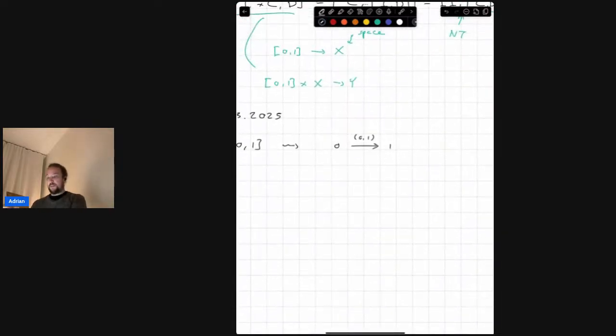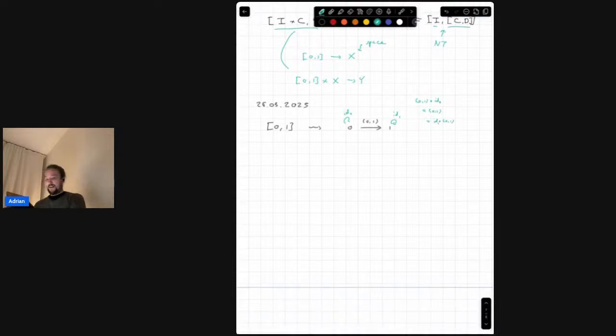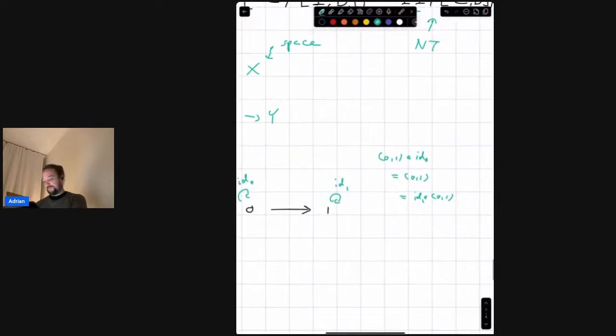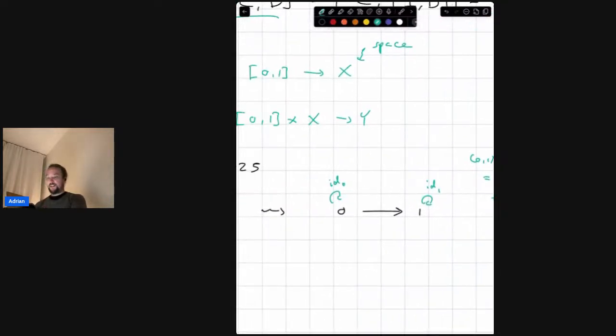And as in every category, in the beginning I'll draw them, but at some point I'll stop. Like with every category, we have the identity at 0 and the identity at 1, and of course the morphism 0 to 1 precomposed with the identity at 0 is equal to 0 to 1, which is equal to 0 to 1 post-composed with the identity at 1, as usual. I want to give this category a new name because I'll very soon be considering actual pairs of objects. Let's call this iota.